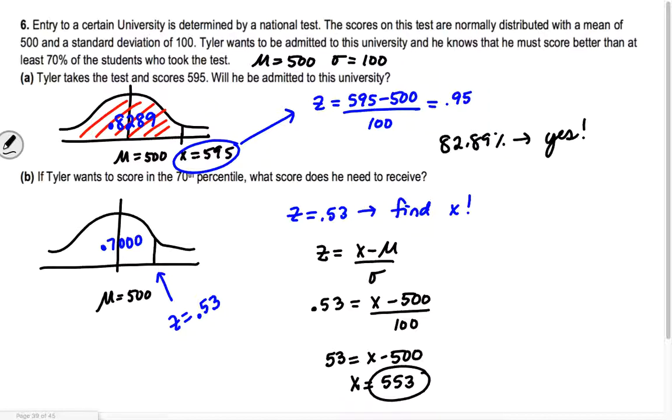That's it. So sometimes you might have to go backwards. I don't have a ton of those, but I think I do have one or two on the test or on the homework like that.